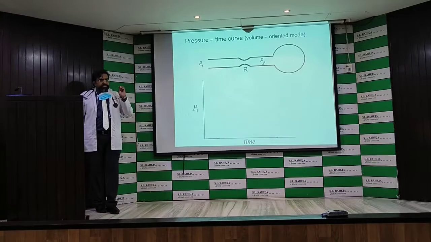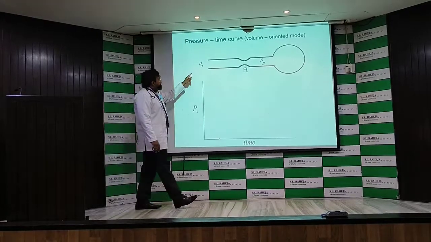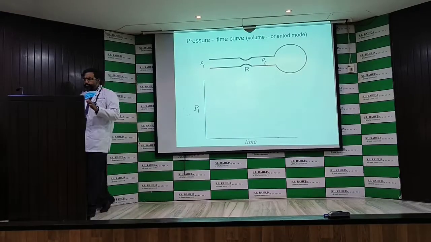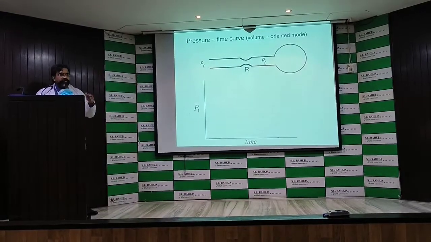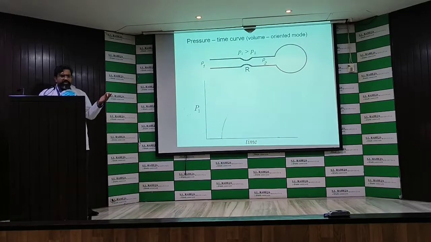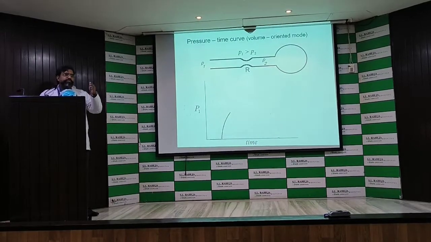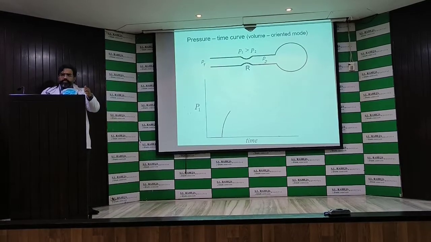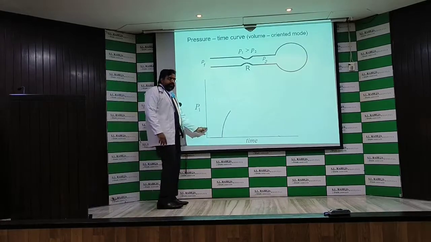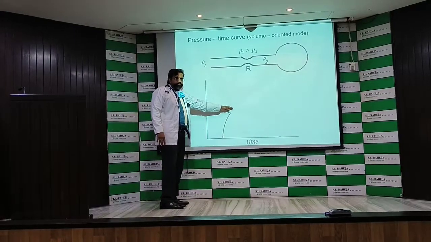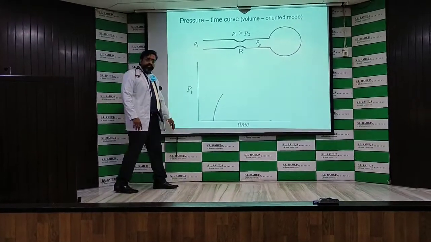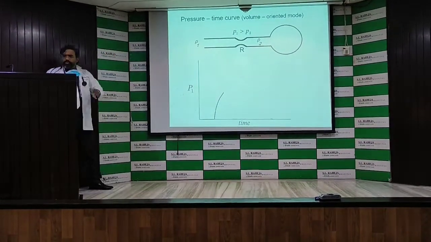So once the gas starts moving, what is happening? P1 is more than P2. For the gas to move, it has to go from high pressure to low pressure. So I'm going to make P1 greater than P2. That's what happens when you start the breath on the ventilator. You start the breath, you have this first wave that goes up. P1, P2. Pressure has gone up. Clear? Understood this much?